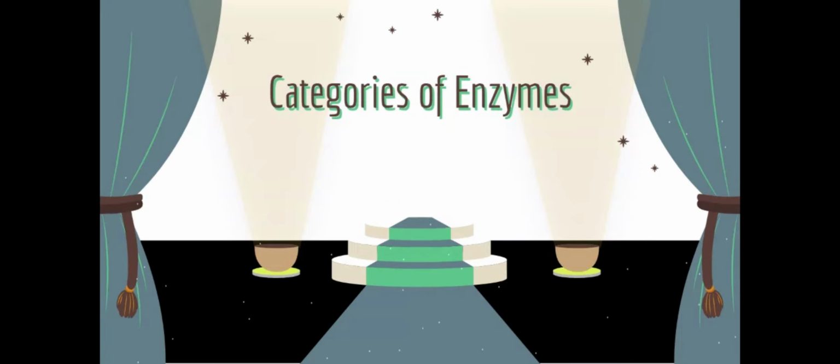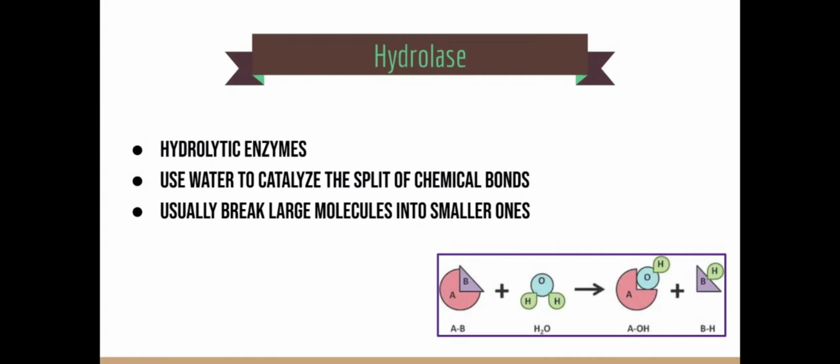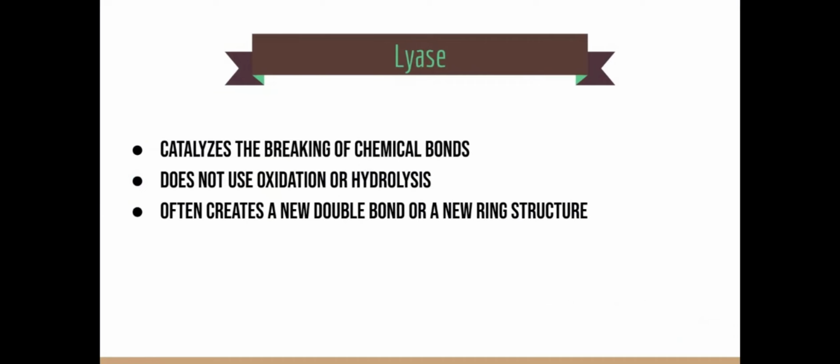There are many different categories of enzymes. Here are just a few. A hydrolase enzyme breaks down substrates. It specifically does this through hydrolysis. It adds water to split chemical bonds in a reaction. This type of enzyme is usually used to break down larger molecules into smaller ones.